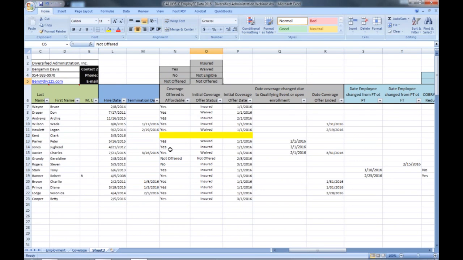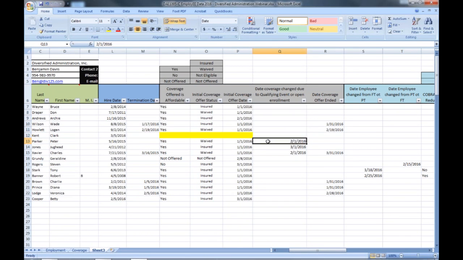Peter Parker's situation is less common, but is still likely to occur a small number of times in some companies. He's been working with us a few months and had initially waived coverage. However, he elected the coverage we offered at open enrollment on February 1st.